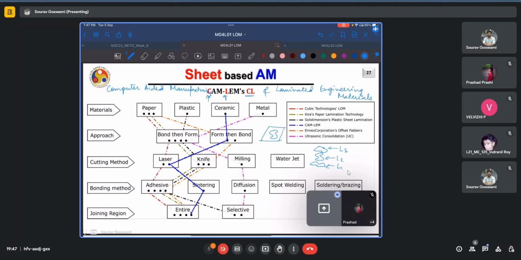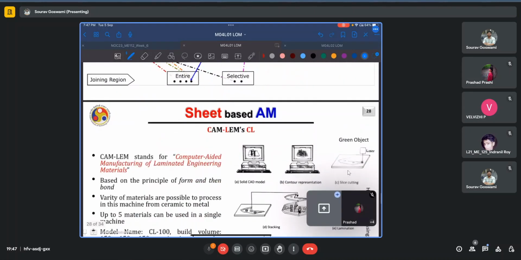The cutting method is again laser, and since we are cutting ceramics, I think CO2 laser is again the most suitable one. Of course, the power requirement may be higher than when cutting paper. The bonding method is through sintering because we know that ceramics can be actually bonded through sintering aided diffusion. So any conventional adhesive may not provide a strong enough bond. And again, the entire region of the sheet is joined in this case.